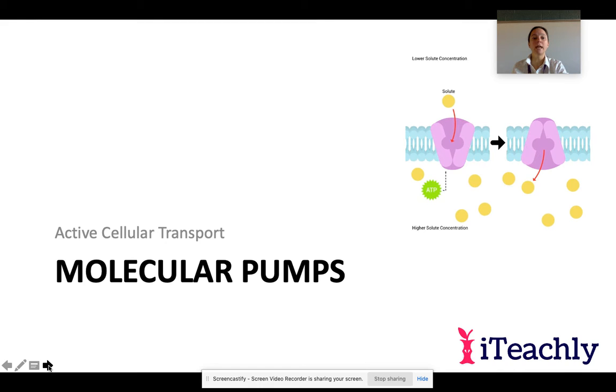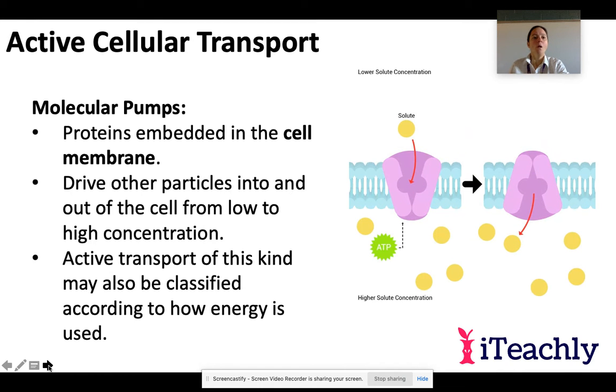Okay, so let's look at those molecular pumps. Notice right here we have that phospholipid bilayer. Here are the phosphates, here are the fatty acids. The fatty acids are inside, remember, because they are an oil, they don't like water. Embedded in this is that protein pump. Here I have a solute, could be sugar, could be salt, could be whatever we need.